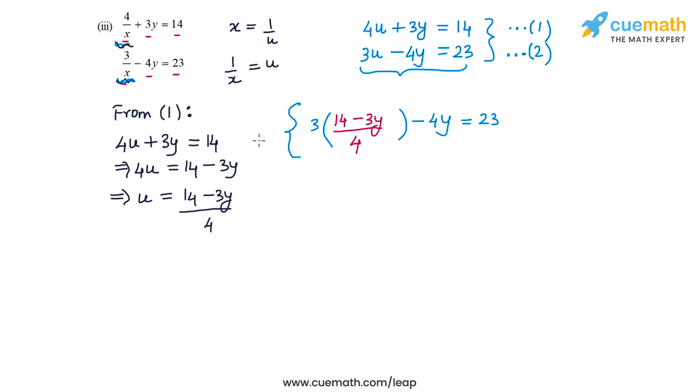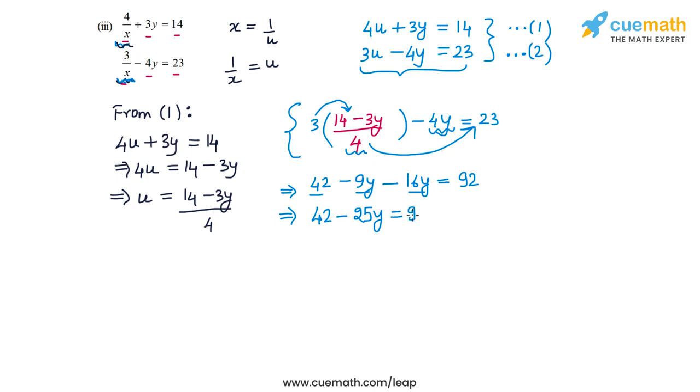Now this is an equation in y alone, so let's solve this and find the value of y. So we multiply 3 by 14 minus 3y, so we get 42 minus 9y, and then we have this 4 here and minus 4y here, so this becomes minus 16y, and a 4 underneath all these terms, which I can take to the right side and multiply with the RHS, and this becomes 92. 23 times 4 is 92. So now we get 42 minus 9y minus 16y, or 42 minus 25y is equal to 92, and this means that 25y is equal to 42 minus 92, which is minus 50, and this means that y is equal to minus 50 by 25, or minus 2.